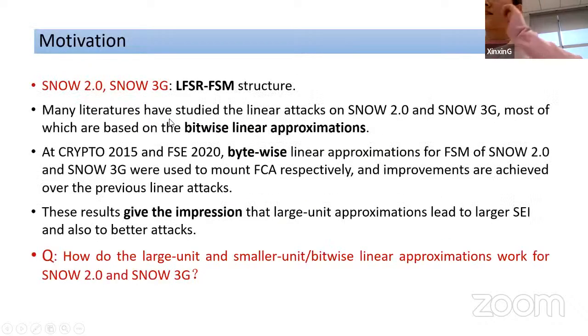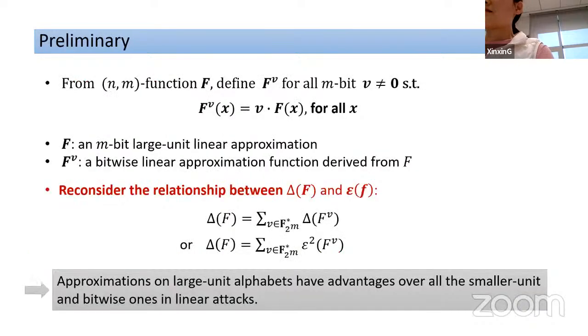As introduced in the previous presentation, bitwise and large unit approximations have been used to mount linear attacks on SNOW2 and SNOW3G. So the question is, how do the large unit and bitwise approximations work for SNOW2 and SNOW3G? First, we reconsider the relationship between large unit and the bitwise approximations. That is, the SEI of a large unit approximation is the sum of the squares of all non-zero bitwise ones that are included in the large unit one, which shows that approximations on large unit alphabets have advantages over all the smaller unit and the bitwise ones in linear attacks.